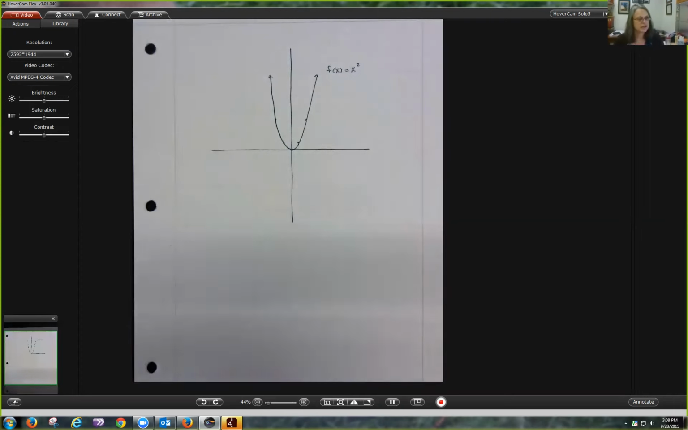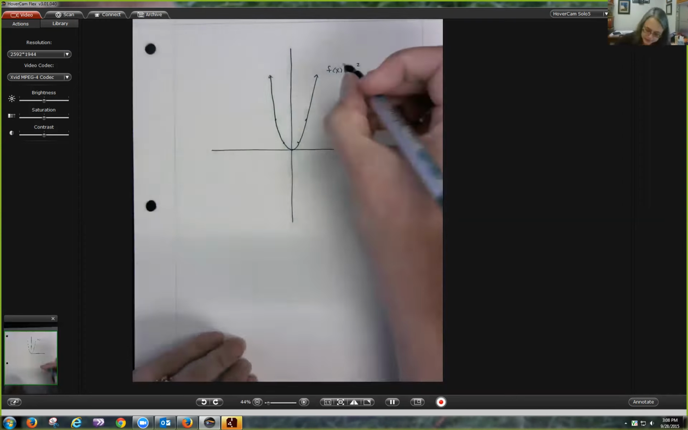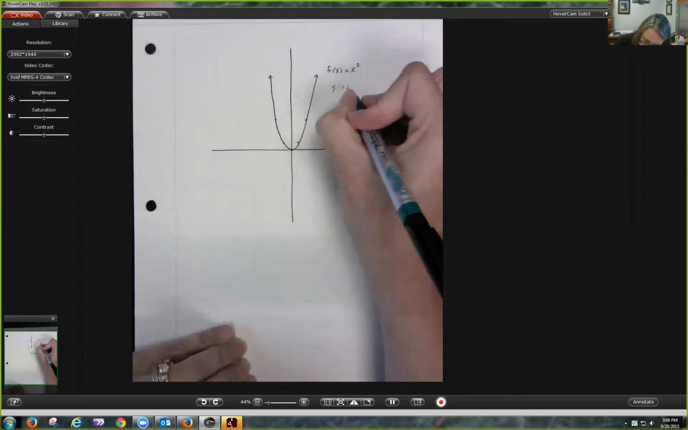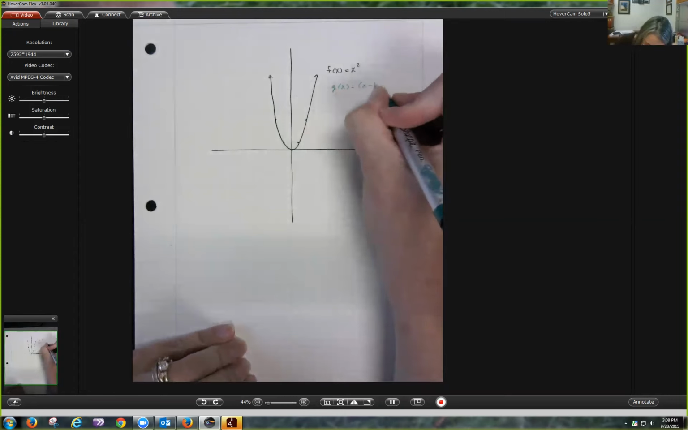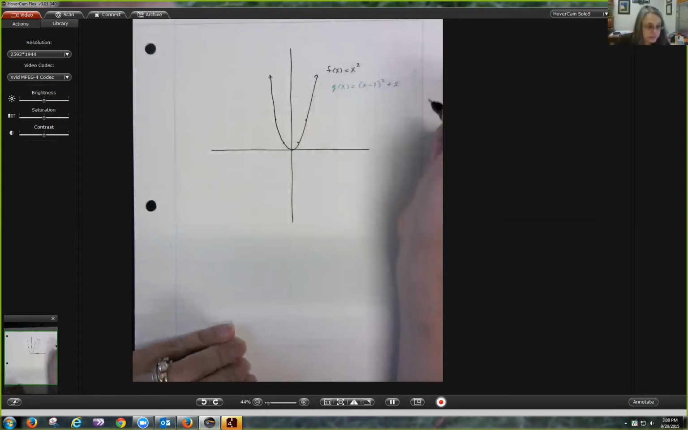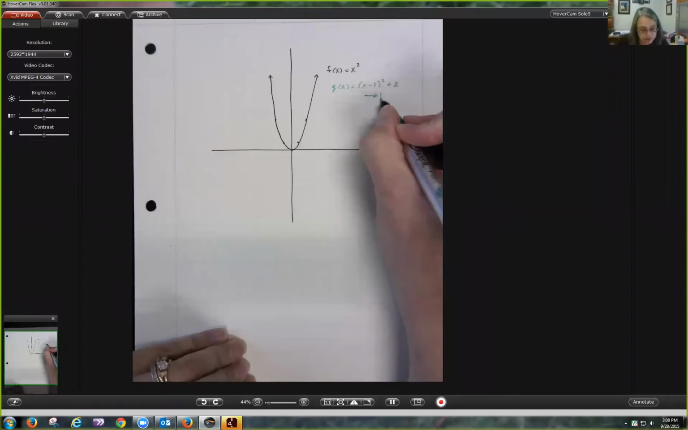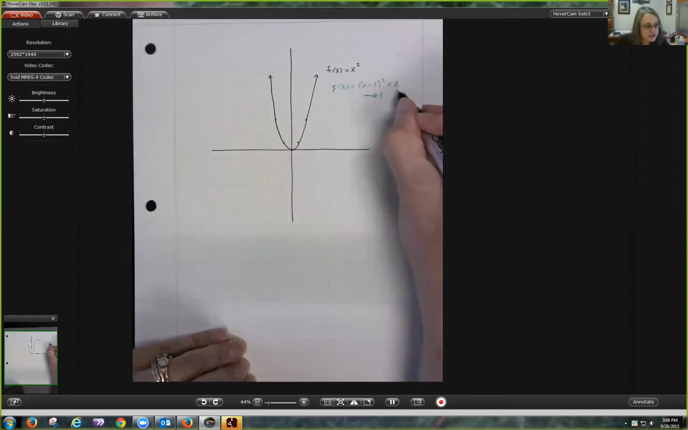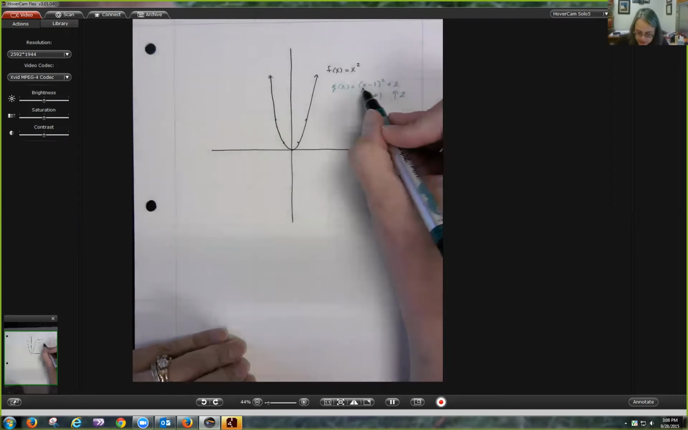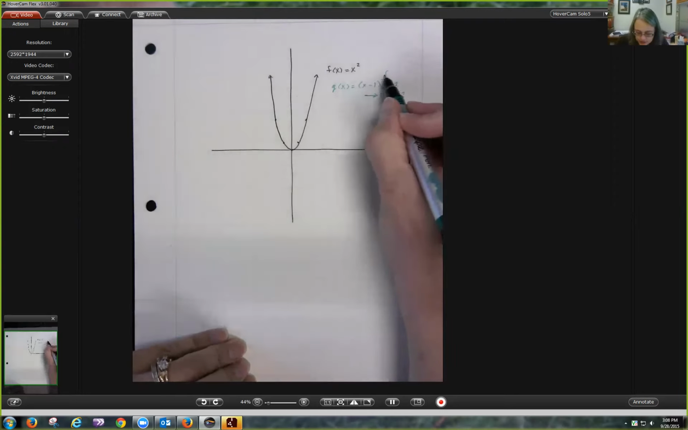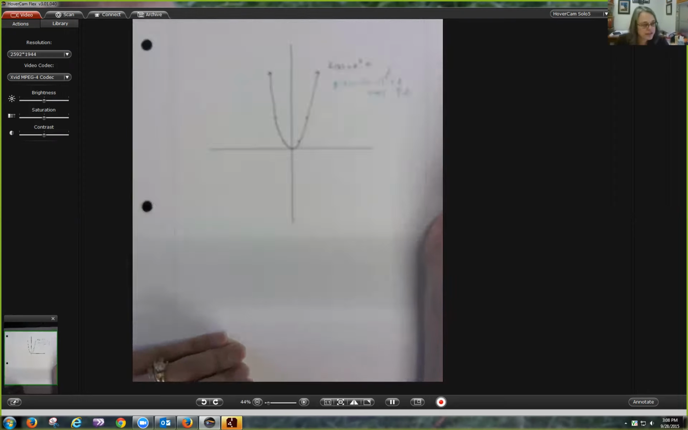Now, suppose I tell you that I want to sketch the graph of g of x equals x minus 1 squared plus 2. The x minus 1, the 1 inside parentheses, tells me I'm going to have a shift to the right of 1 unit. And the plus 2 on the end means we're going to go up 2. This fact that we're squaring tells me that my basic shape is going to be the same as my f of x equals x squared.